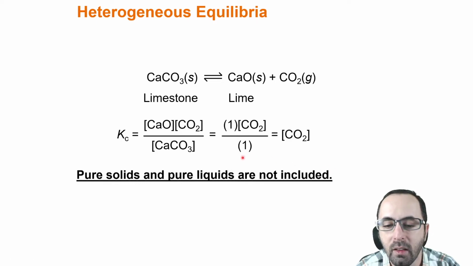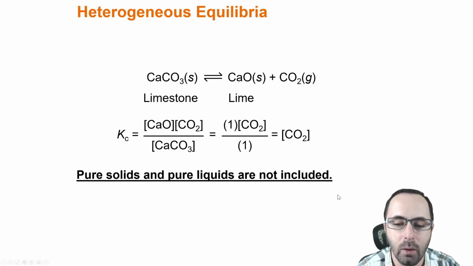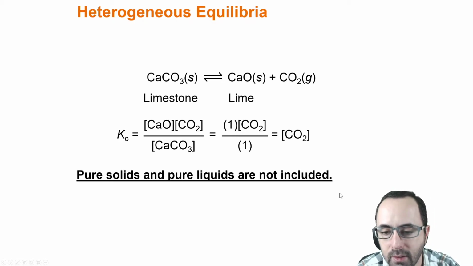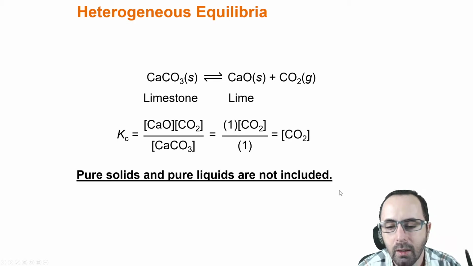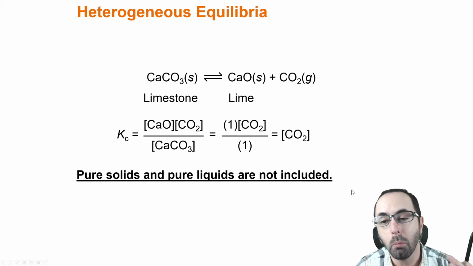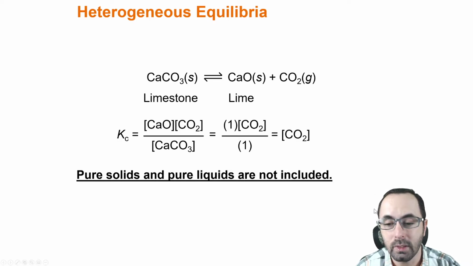So pure solids and liquids are not included in the equilibrium constant expression. So be very careful. This is also true for rate constants as well, although we didn't focus on it that much. Only for gases and aqueous substances, where all of the molecules are always available to react, does the concentration matter. For solids and liquids, where they can only react on the surface, the amount doesn't really matter because most of those atoms and molecules are not available to even react, so they don't affect the reaction in any way.